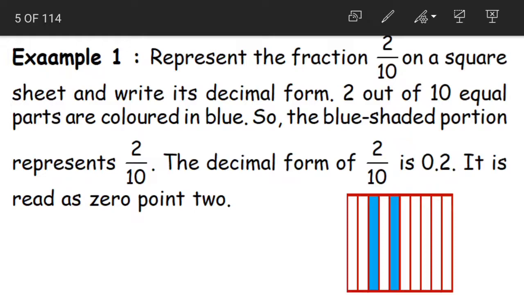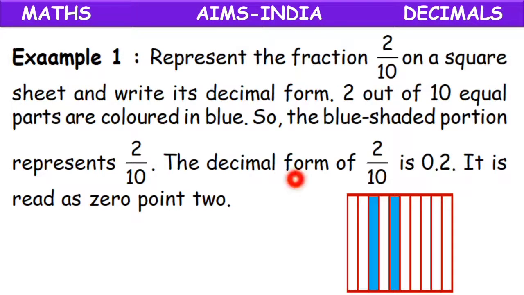Now coming to another example: represent the fraction 2 by 10 on a square sheet and write its decimal form. 2 out of 10 equal parts are shaded. 2 out of 10 equal parts are colored in blue. So the blue shaded portion represents 2 by 10. The decimal form of 2 by 10 is 0.2.